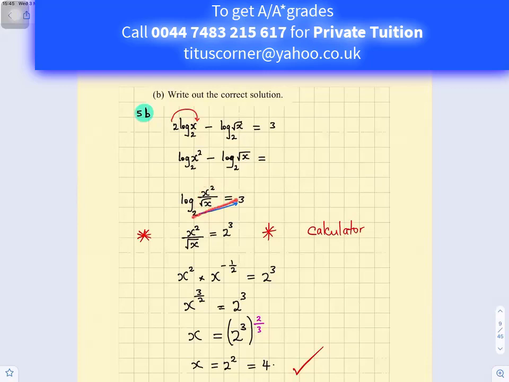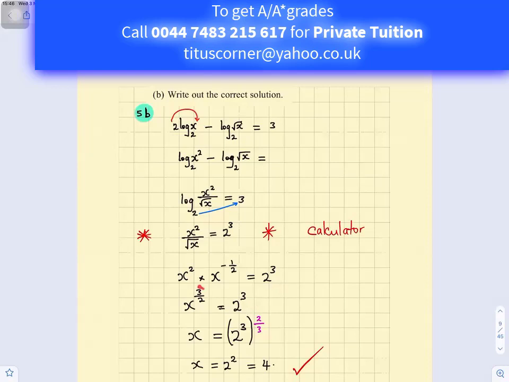Now we have 2 to the power 3 is equal to x squared over square root of x. So x squared divided by square root of x, you can write it as x squared times x to the minus a half, because the square root of x comes to the top, the numerator part, and then it becomes minus a half. So that means 2 minus a half. 2 minus a half gives you 1.5, which is 3 over 2, is equal to 2 cube.